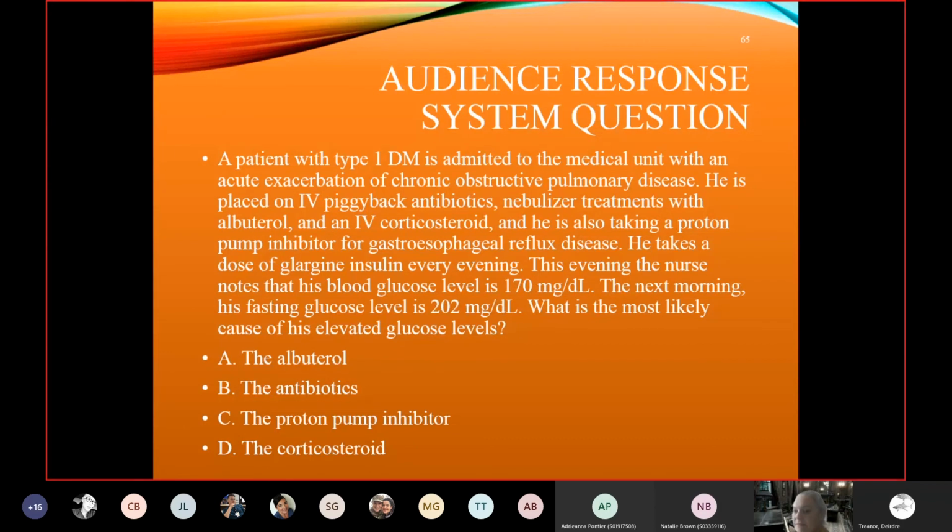Absolutely, guys. It is D. But like I literally just said, corticosteroids can increase glucose levels. So be aware of that with your patients. And you're going to see steroids a lot with people with COPD.